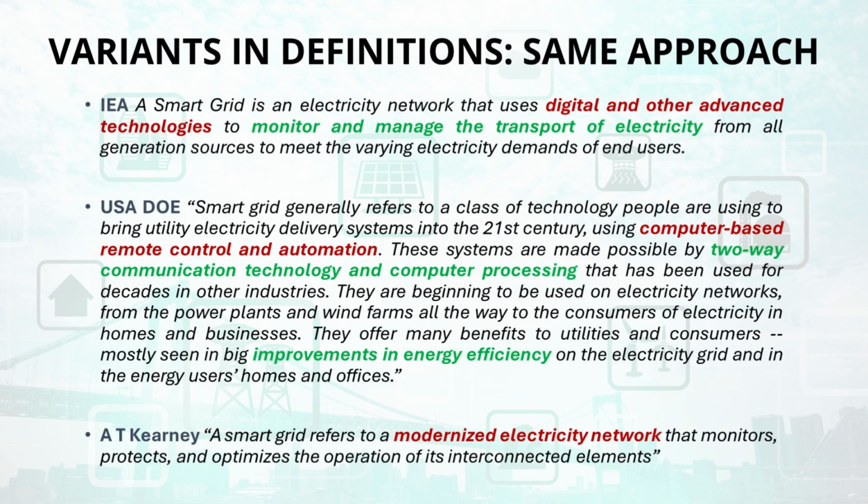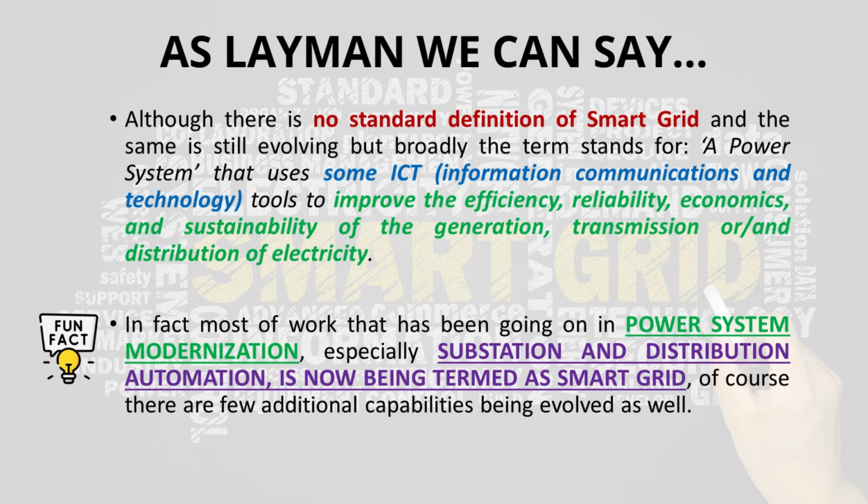Okay, so given those slightly different takes, what's the simplest, most practical way for us to think about it? In the slide, you can see a sort of layman's summary. Yeah, cutting through the jargon is helpful. So while there isn't one single standard definition, and it's still evolving, broadly we can say a smart grid is a power system that uses some ICT tools, information, communications, technology, to improve the efficiency, reliability, economics, and sustainability of generating, transmitting, or distributing electricity, or all three. ICT is the key enabler.